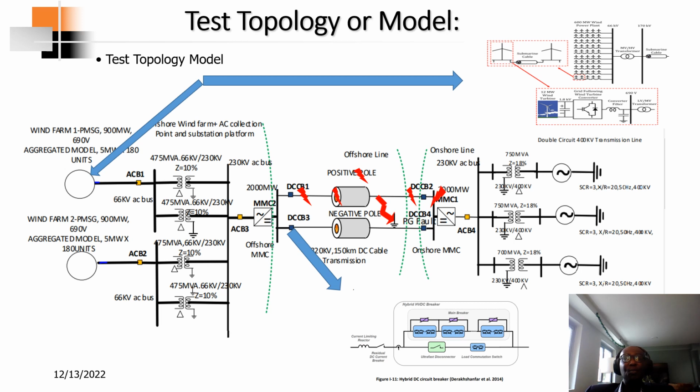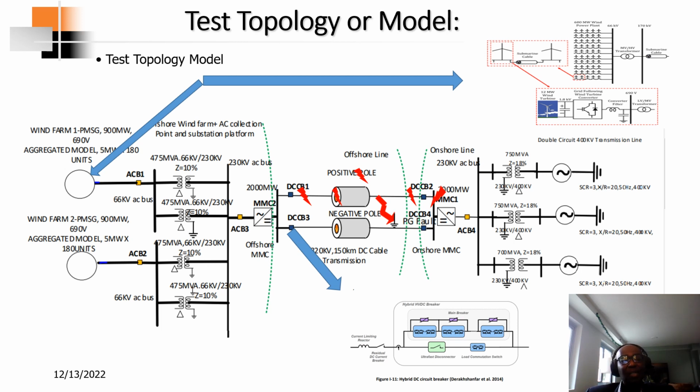And what does aggregate mean? The aggregate means that I've put all the megawatts together for each wind turbine. Each wind turbine is rated at 5 megawatts times 180, that's 900 megawatts. So I'm modeling this as a current injection source, that is the current injection of each wind turbine times the number of units. The output of this wind turbine, being 690 volts, is integrated to a step-up transformer.